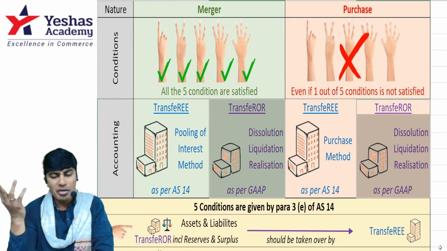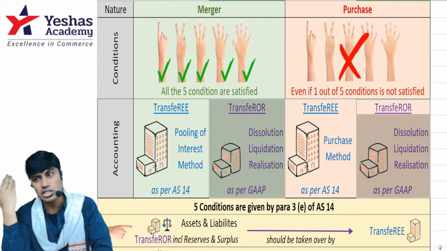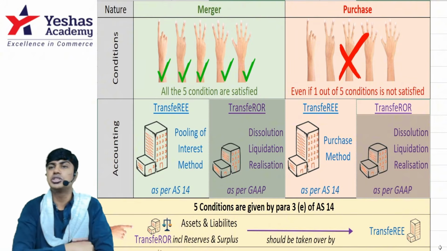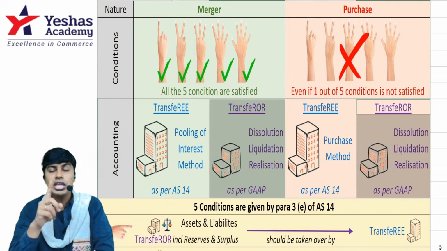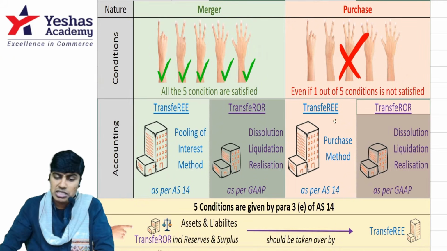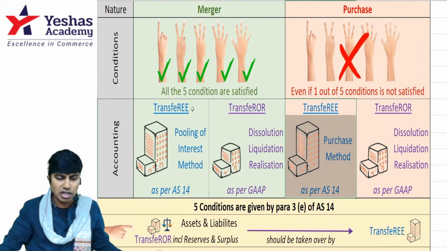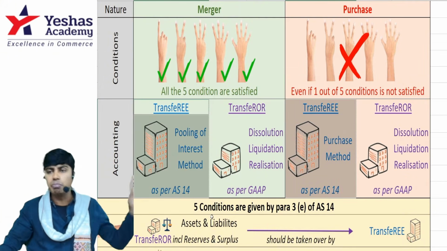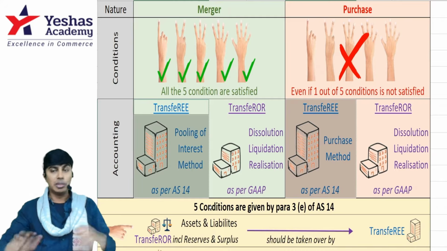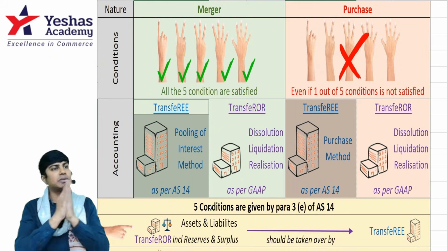Based on the gap, we apply the realization, dissolution or liquidation approach. What we used to do in the dissolution of a partnership continues for the amalgamation of companies also. However, if the amalgamation is in the nature of purchase, in the books of the transferee you apply the purchase method. If the amalgamation is in the nature of merger, in the transferee you apply the pooling of interest method. The big company: if it is a merger, pooling of interest method. If it is a purchase, purchase method.